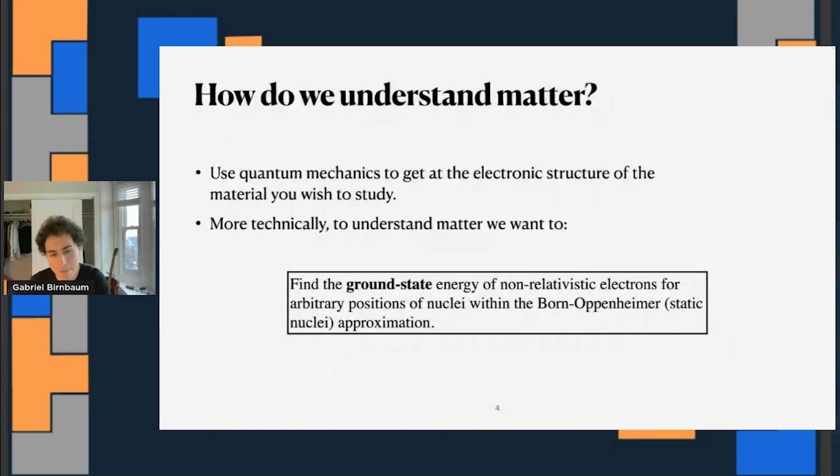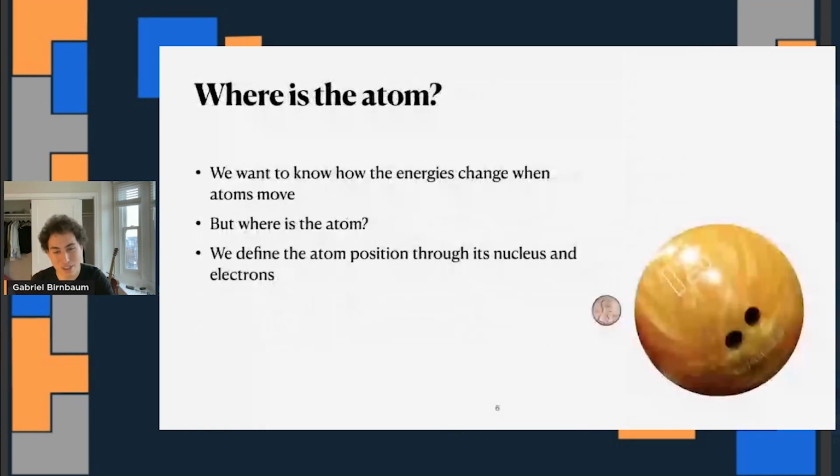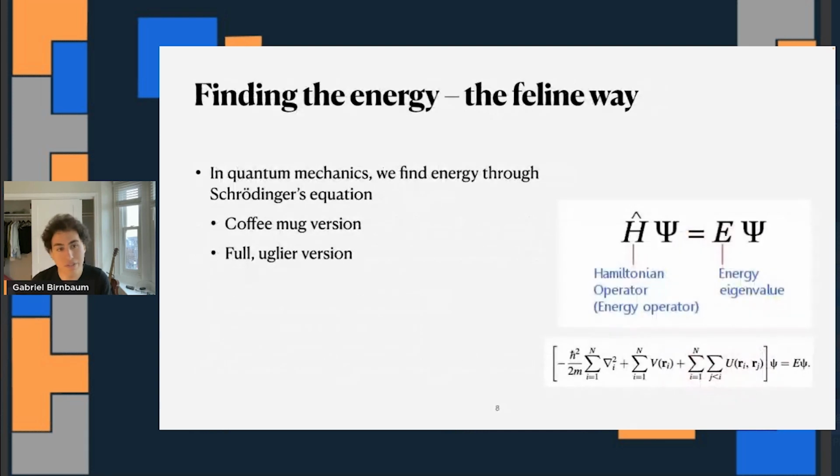So within the Born-Oppenheimer approximation, we want to know the energy of these electrons while keeping the nuclei constant, and then adding the nuclei motion afterwards. So we want to find the lowest energy of the system in that approximation. So that's the first part of this. It starts to make a little bit more sense. And once we have the position of the atom, we can start to answer how the energy of the material changes as we move the atoms around.